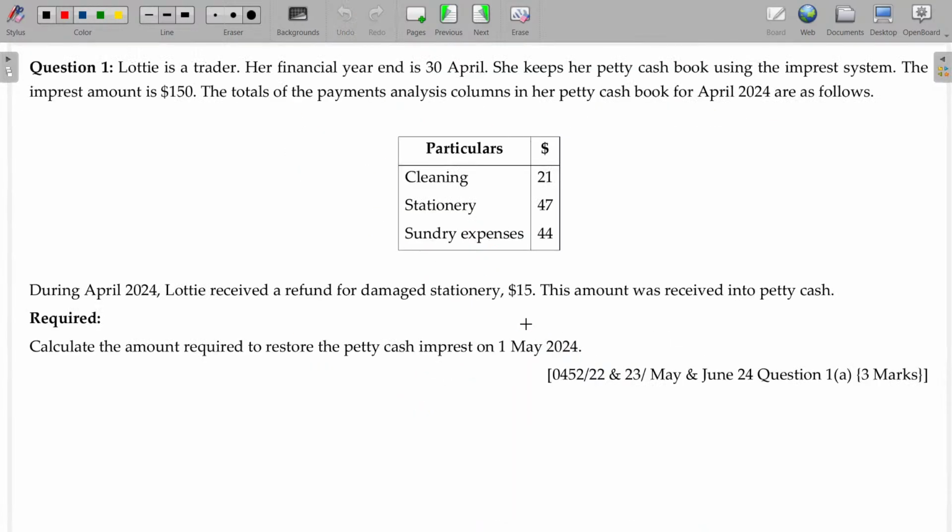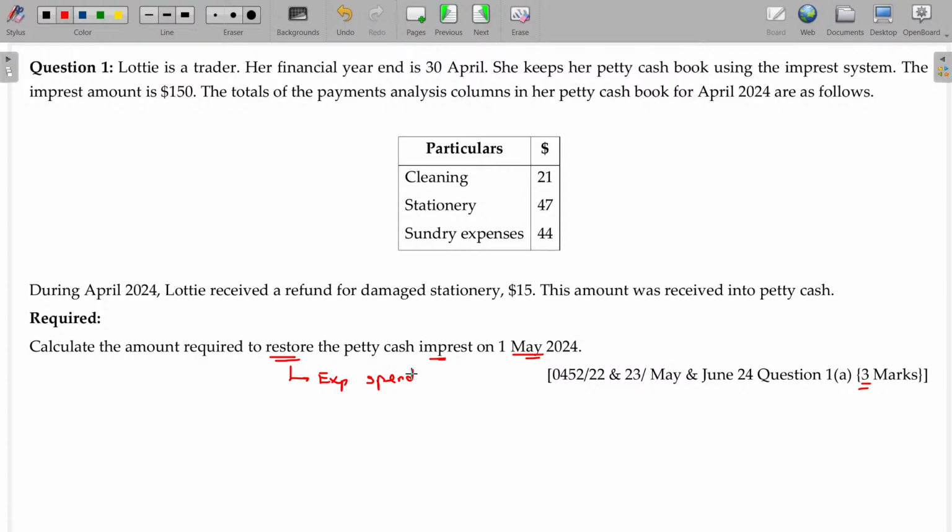Let me start with the first illustration. So what's the requirement? This is a simple illustration carrying only 3 marks. Calculate the amount required to restore the petty cash imprest on 1st May. So the amount required for restoring to make it imprest. What you have to do? You have to ask for the expenses spent.